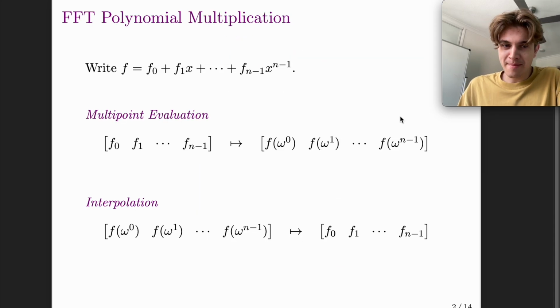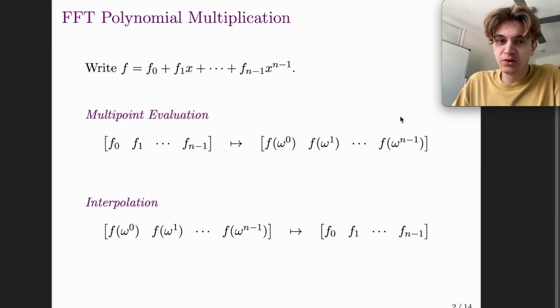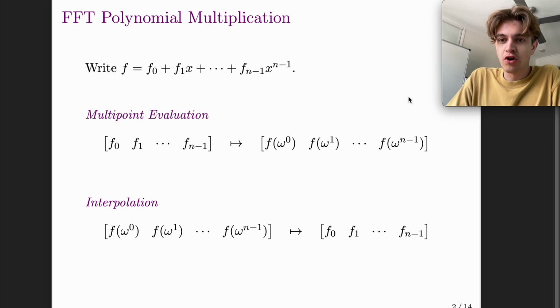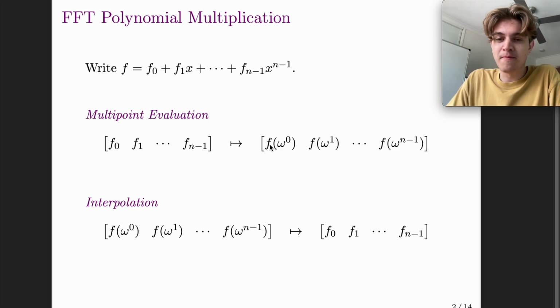So first, a little bit about my problem. I'm doing polynomial multiplication using a discrete Fourier transform. One thing we can do with the discrete Fourier transform is a multi-point evaluation. So let's write out our polynomial as a coefficient vector. The discrete Fourier transform will compute an evaluation at n different points.